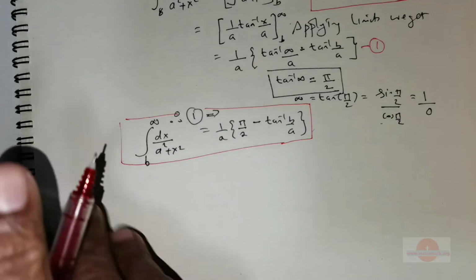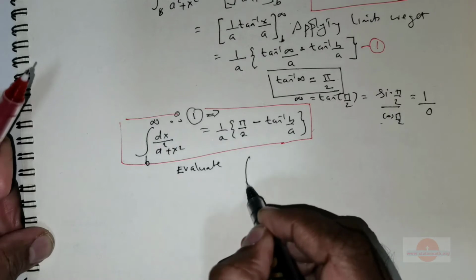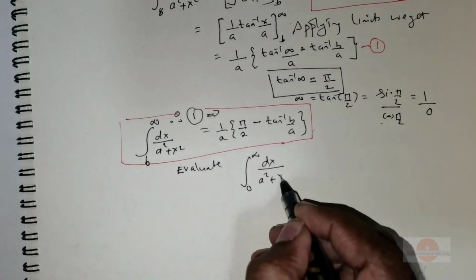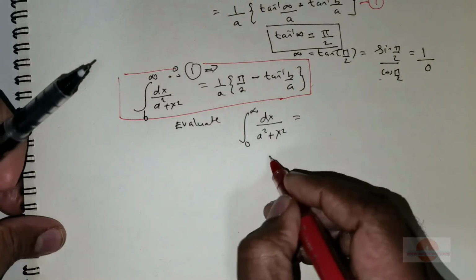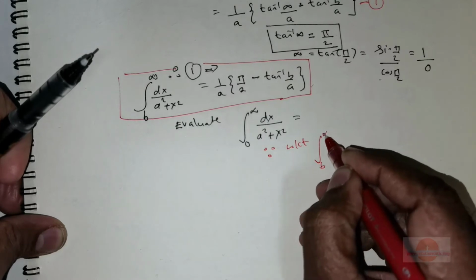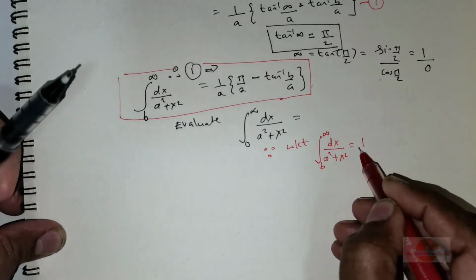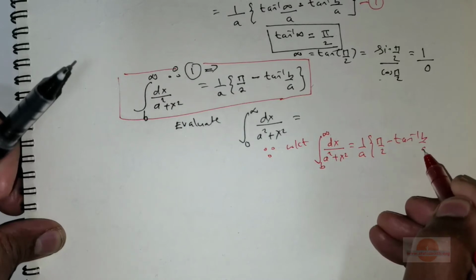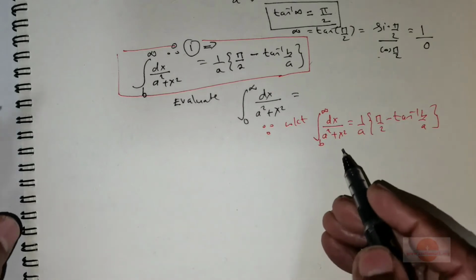Now since we have got this, suppose you are given a question like this, say evaluate the integral from 0 to infinity of dx divided by a squared plus x squared. They want you to know the answer to this question. Now this is very simple to do, because we know that the integral from b to infinity of dx divided by a squared plus x squared is nothing but 1 over a times pi over 2 minus tan inverse of b divided by a. Okay, so you have to remember this output.